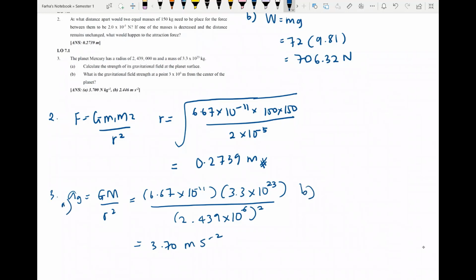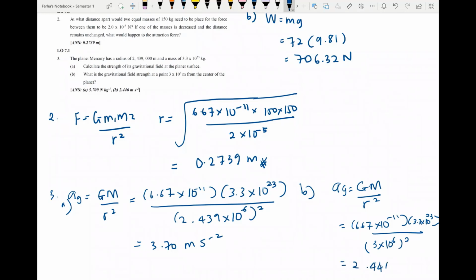For 3B, what is the gravitational field strength at 0.3 power of 6 meter from the center of the planet? Okay, we can use the same formula. Substitute all the information given: 6.67 power of -11, 3.3 power of 23, then the distance given is 3 power of 6 squared. Then we have 2.446 ms^-2.